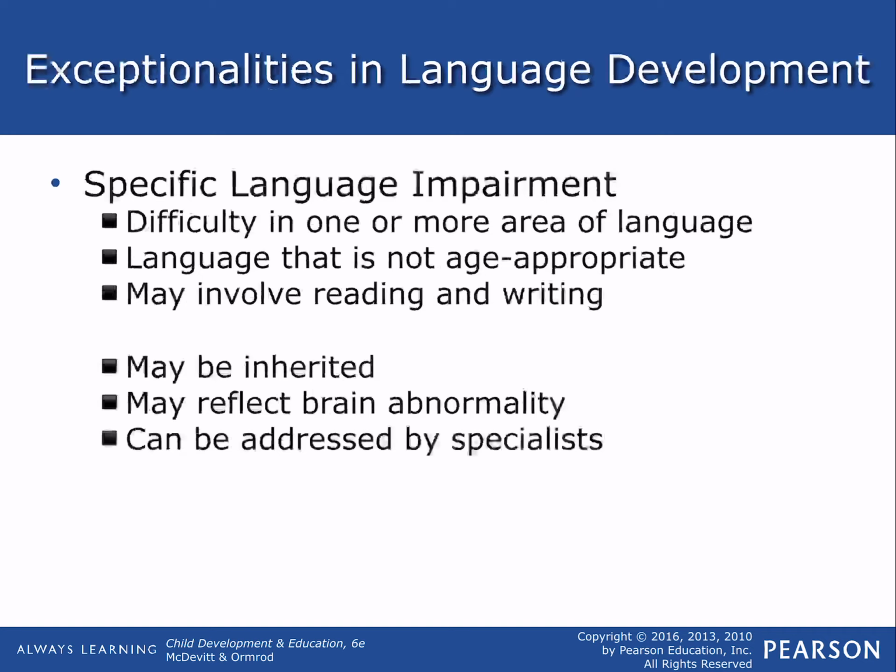Maybe that'll be the second one. I think that'll be your second discussion question for this chapter, is to look up specific language impairments and come up with one intervention for whatever you come up with. There's going to be hundreds of them to choose from.